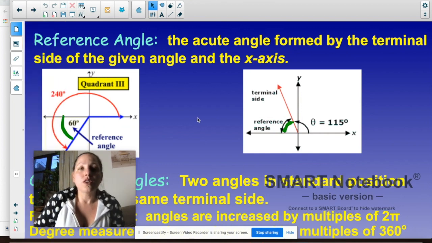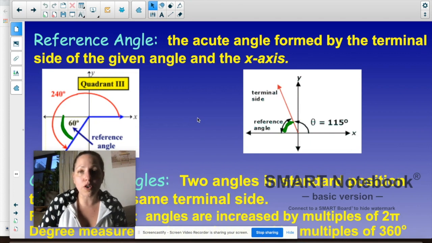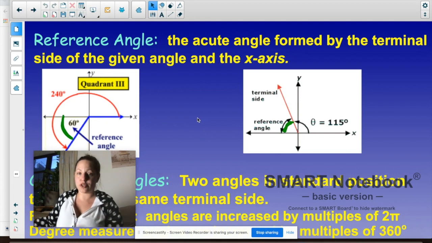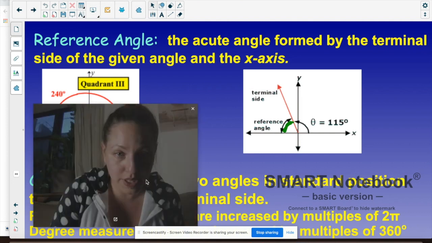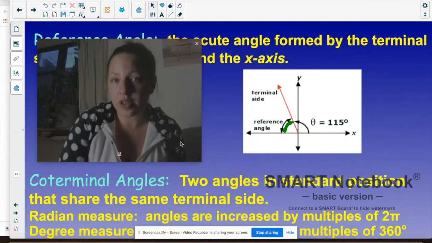Reference angle. So this is really important, and there's really good Delta Math on this. The acute angle formed by the terminal side of the given angle and the x-axis. I'm going to demonstrate what this looks like. So I'm going to make this bigger again, as big as I can. Move it right here.